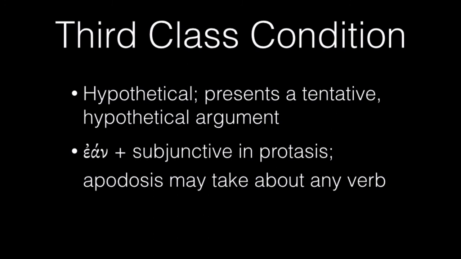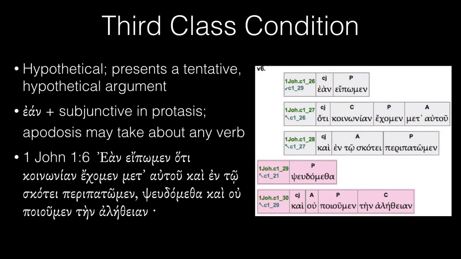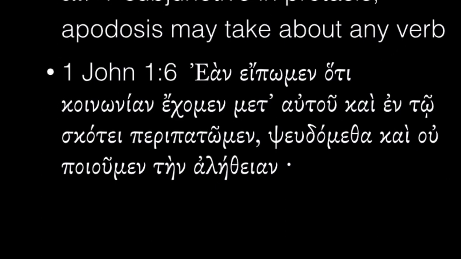And again, the apodosis in these may take just about any verb in them. They can be indicative, they can be subjunctive, they can be present tense, they can be in perfect tense forms, whatever. So ean plus the subjunctive is the main key in the protasis. So let's look at an example of this. 1 John 1:6. There are a number of these in 1 John. This is chapter 1, verse 6.